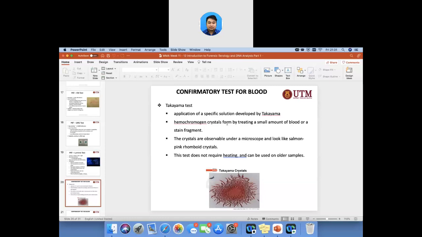Okay, so hemochromogen crystals form by treating a small amount of blood or a stained fragment. When you apply the Takayama solution onto the blood, you can see hemochromogen crystals form. These crystals are observable under a microscope, and they look like salmon-colored crystals. This test doesn't require heating, and it can usually be used for older samples.